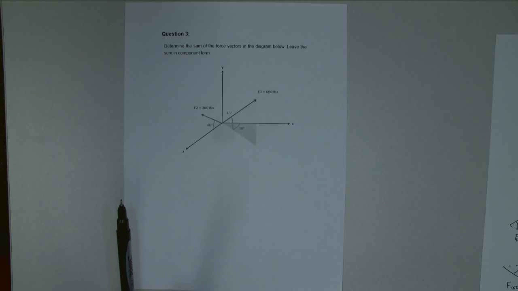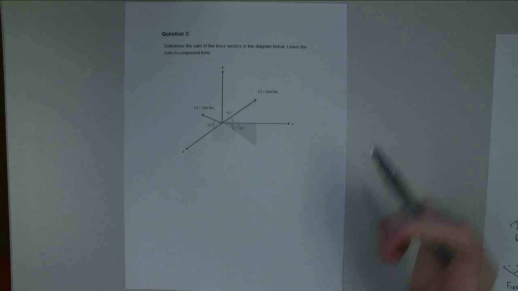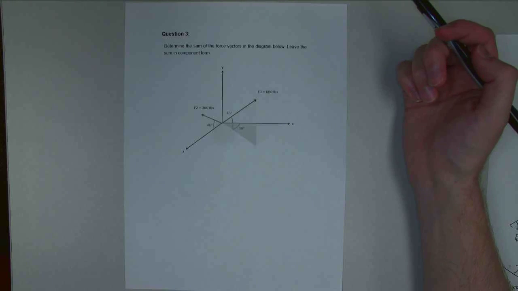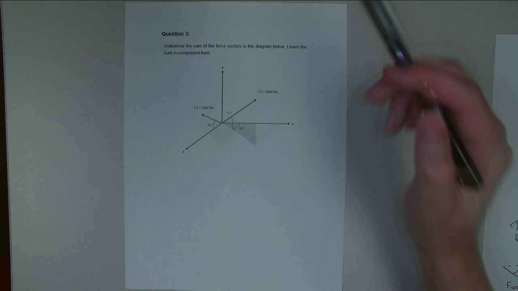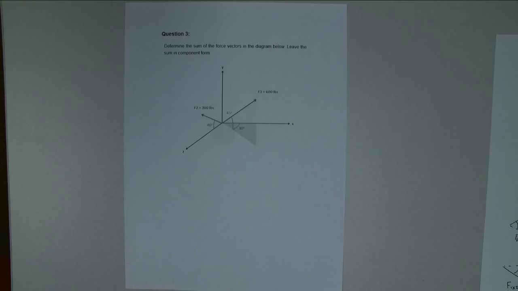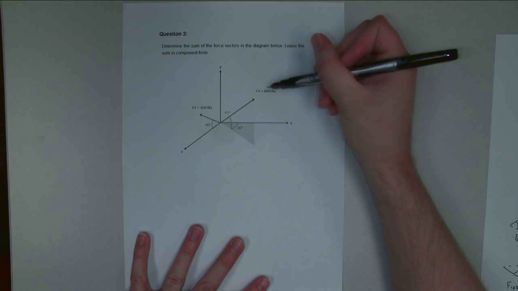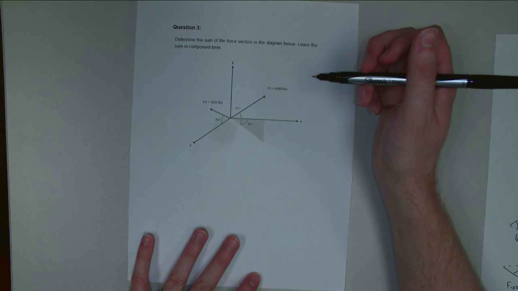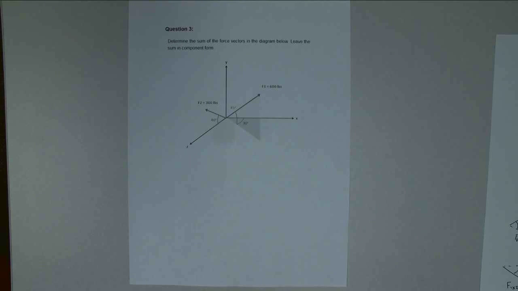Hello, for this worked example video we are asked to find the sum of these two force vectors that are shown in 3D space. We're going to leave that sum in component form. So we've got two forces, F1 and F2, and the first step in adding these vectors is going to be to break them down into X, Y, and Z components.